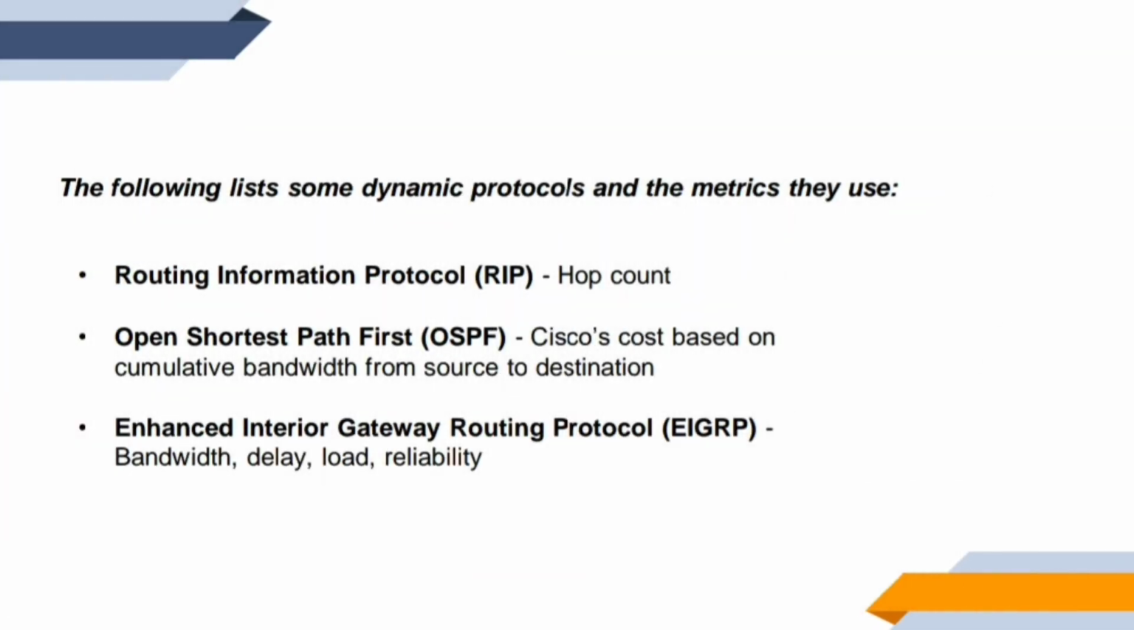Moving on, the following list shows some dynamic protocols and the metrics they use. First, we have RIP, which stands for Routing Information Protocol, defined as hop count. Second is Open Shortest Path First, or OSPF, defined as Cisco's based on cumulative bandwidth from source to destination. Lastly, the Enhanced Interior Gateway Routing Protocol, or EIGRP, defined as bandwidth, delay, load, and reliability.